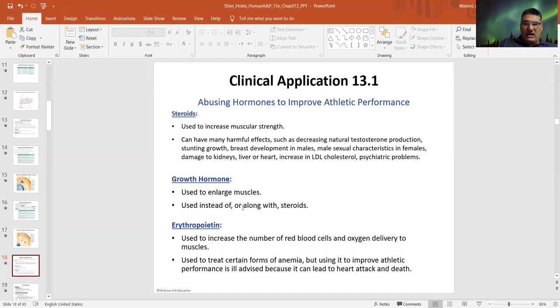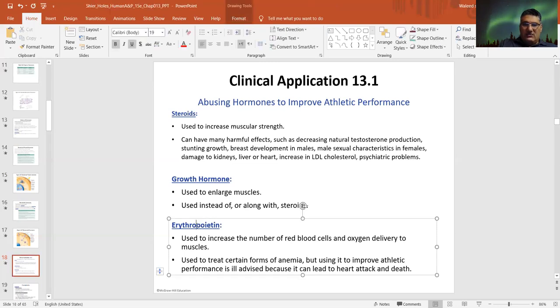Growth hormone, on the other hand, promotes the growth of a lot of things, including, or most importantly, muscles and adipose tissue. It actually stimulates the growth of everything, but it's still artificial.